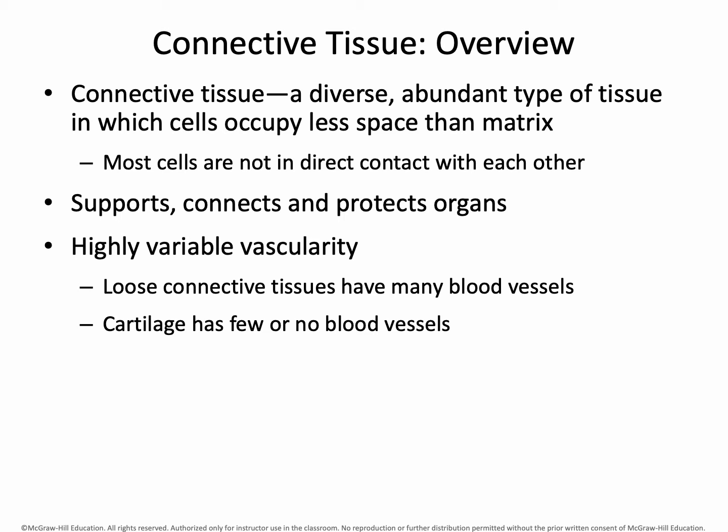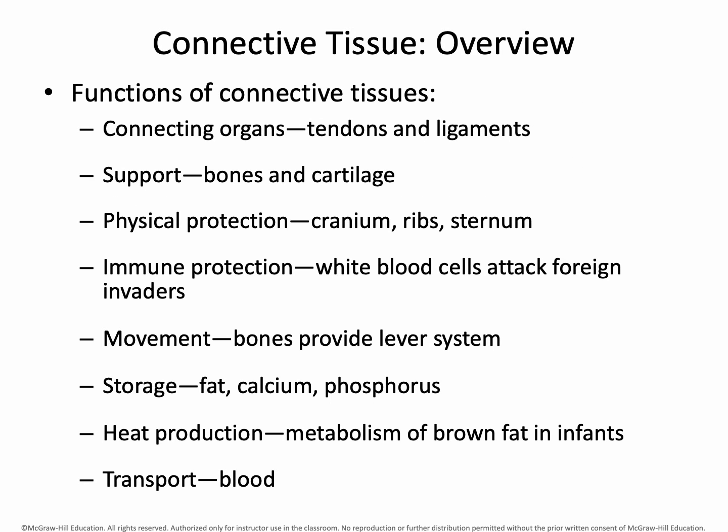So highly variable vascularity. We go from cartilage, which has no blood vessels at all, to loose connective tissue like areolar, and that's very, very vascular. So it varies. The big thing with connective tissue is all about the matrix, where epithelial tissue was just cells that were closely adhered to each other. We looked at the shape and the number of layers. Now we're looking at mostly the matrix, the fibers between cells in connective tissue. That's really what defines one connective tissue versus another.